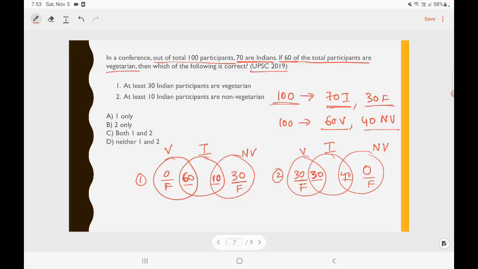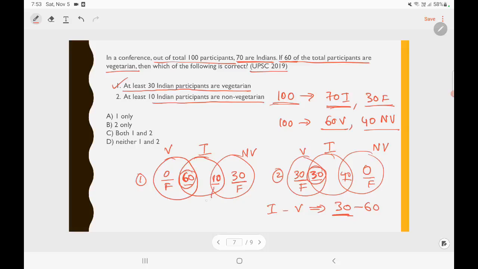So first statement says that at least 30 Indians are vegetarians. So here in this case, how many Indians are vegetarians? It is 60. In this case, how many Indians are vegetarian? It is 30. So number of Indian vegetarians will be between 30 and 60. That means at least 30 will be there. So this is correct.